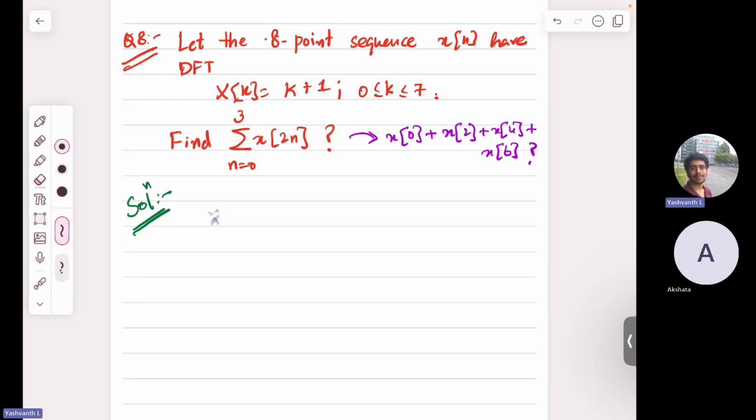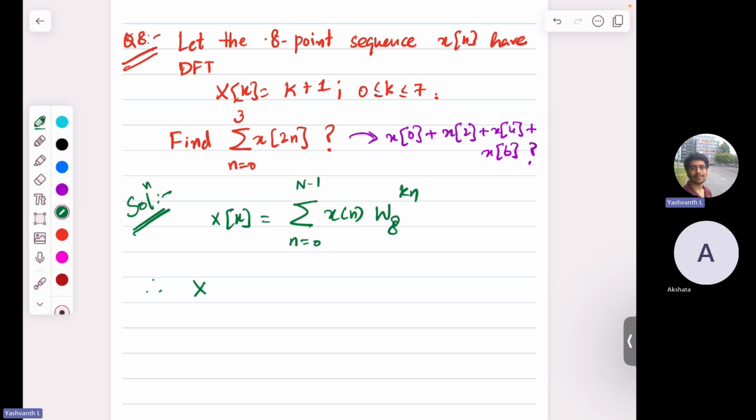That is, your discrete Fourier transform is given by x of k equal to summation n equal to 0 to n minus 1 x of n into W8 power kn. Is it okay? This is the definition of discrete Fourier transform. Therefore, what is capital X of 0? Put k equal to 0 in the above equation. Summation n equal to 0 to n minus 1 x of n into W8 power 0, which is equal to summation over x of n, because W8 is e power something, but e power 0 is 1. So it's just summation over n equal to 0 to n minus 1.